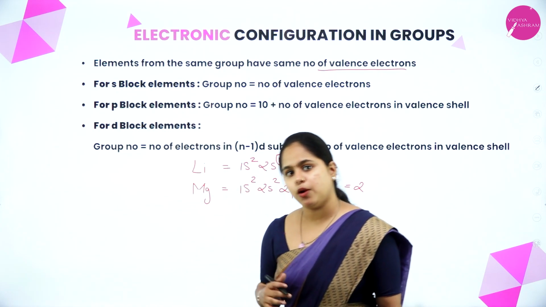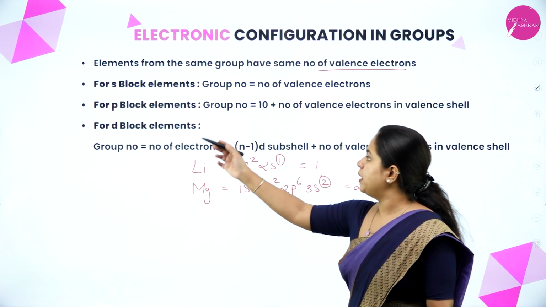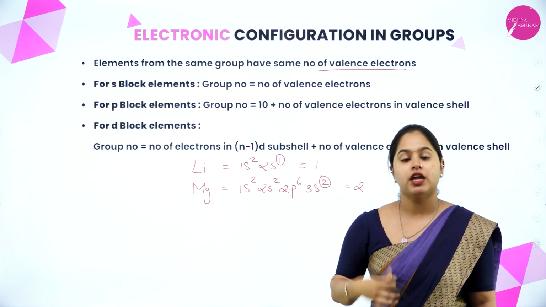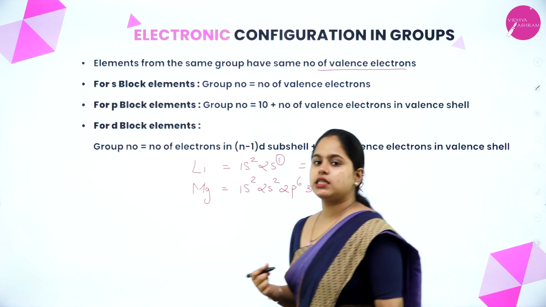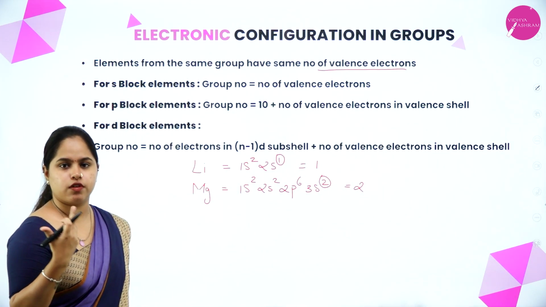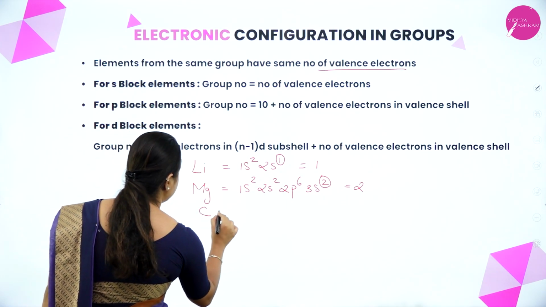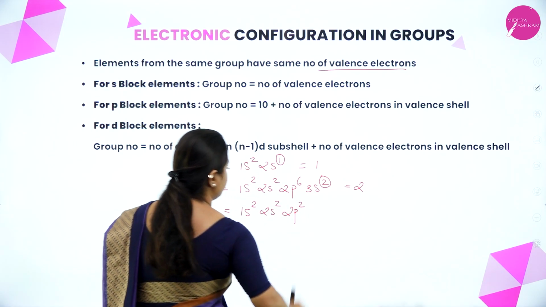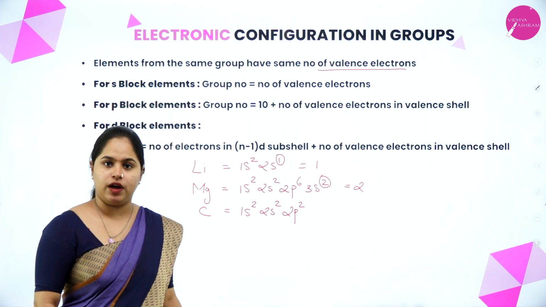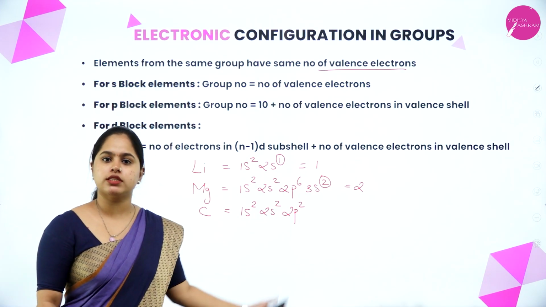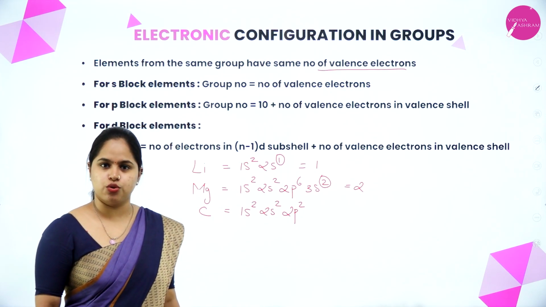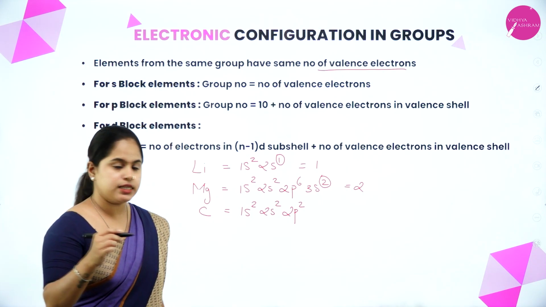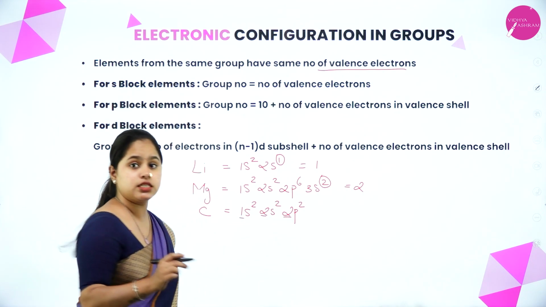Now coming to P block elements, how will we determine the group number? For P block elements, group number will be equal to 10 plus the number of valence electrons in the valence shell. Let us consider carbon, a P block element. Carbon is 1s2, 2s2 and 2p2. In this case, if I ask you the number of valence electrons, you might say 2, but here you have to be careful. The valence shell here is 2.